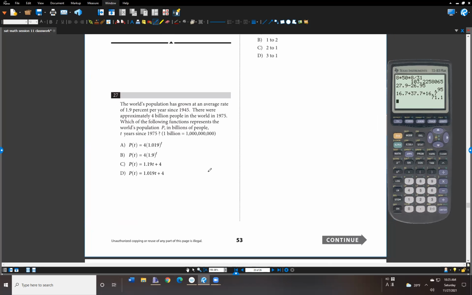All right, number 27. The world population has grown at an average rate of 1.9% every year since 1945. There are approximately 4 million. What is that? That is the initial value. It's exponential, not linear. Which one is 1.9%? This is 90%, no go. This is only one, that is 1.9%, isn't it? So choice A is the answer.